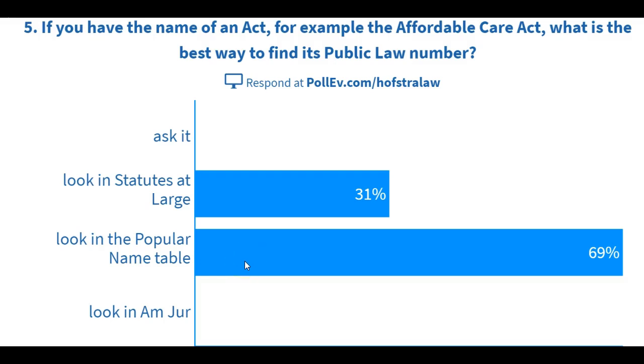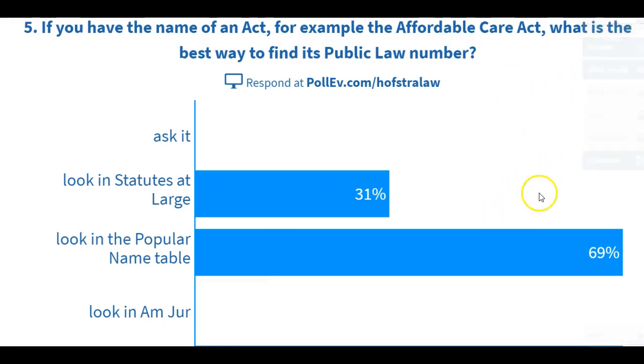Any questions? Honestly, I'm showing you the popular name table. There are a lot of acts, and I know a lot of people do this. You could go on Google, but you won't find everything. Usually they'll send you to Wikipedia, which, if you looked up ERISA, is pretty informative. But you're not going to find everything that way. And Wikipedia is kind of hit or miss about giving you the public law number.